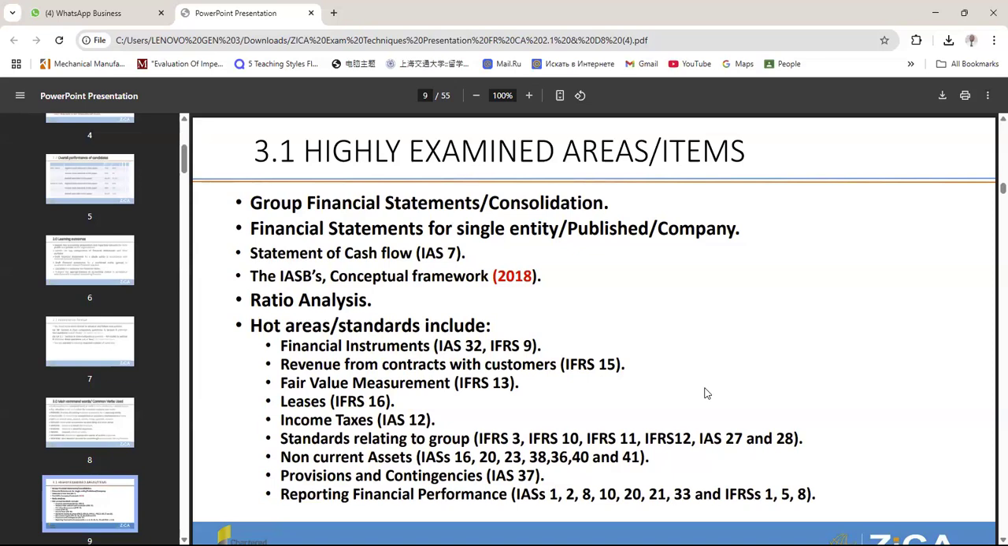IAS 33 is on earnings per share. In short, it is only for listed companies, and when you are computing, you have to compute the basic and diluted earnings per share. IFRS 1 is on first-time adoption. Then IFRS 5 is on non-current assets held for sale and discontinued operations. Then IFRS 8 is on operating segments.